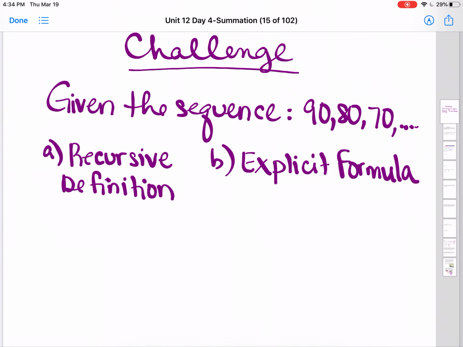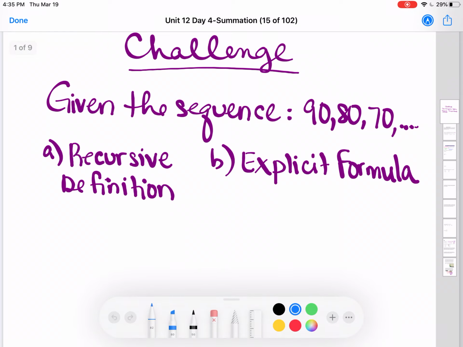Okay, guys, here we go, day 4, summation. Let's just do a quick review of yesterday. I'm going to give you a sequence, and I'm going to ask you to do two things for me. One, write a recursive definition, like we did yesterday. And then write the explicit formula, like we did on day 1. So this is a great way to compare the two different ways to represent the sequence.